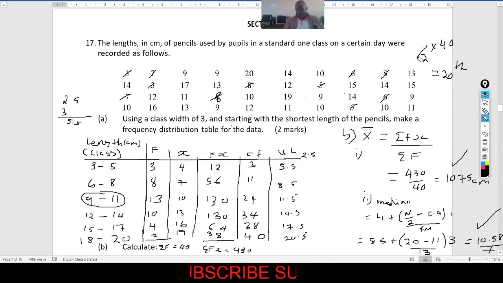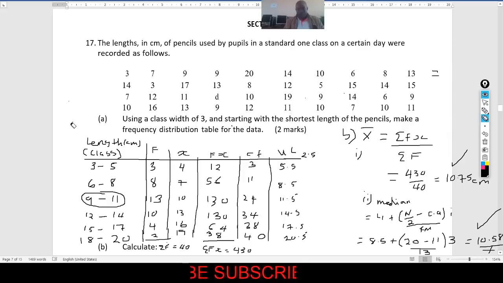Now let me continue with the rest of the question, that is to draw the histogram. How to draw the histogram? I use the upper limit on the x-axis and the frequency, not the cumulative frequency, on the y-axis. The reason I use frequency on the y-axis is that the class width is 3 for all of them.